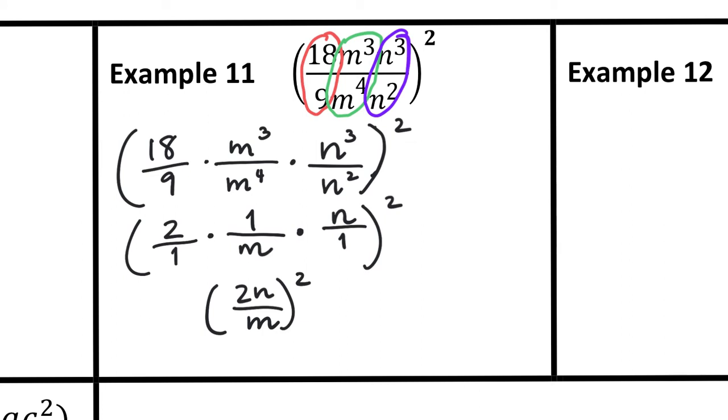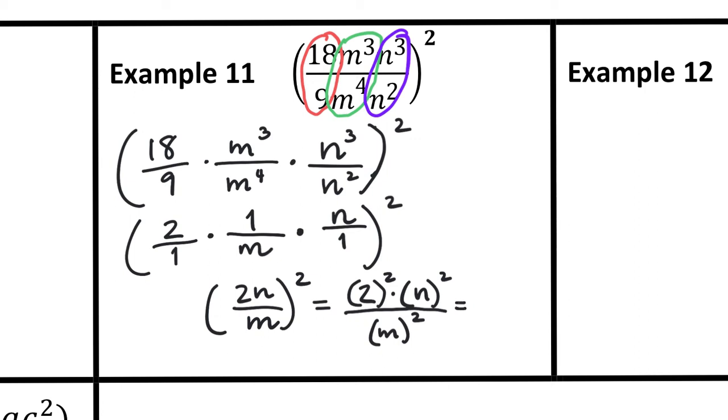All right. Now what's going to happen next is, since it's raised to the power of 2, right, there was this power of 2 from the very beginning. So what's going to happen is each number and variable is going to be raised to the power of 2. So it's going to be 2 to the power of 2 times n to the power of 2 divided by m to the power of 2. So the 2 is being raised to the power of 2, the n is being raised to the power of 2, and the m is being raised to the power of 2.